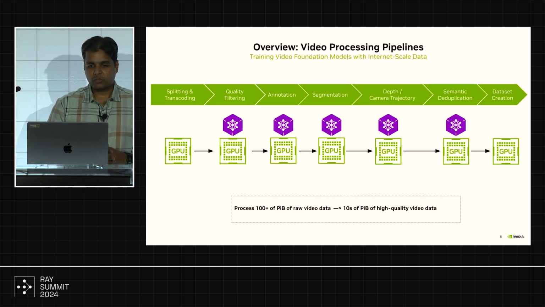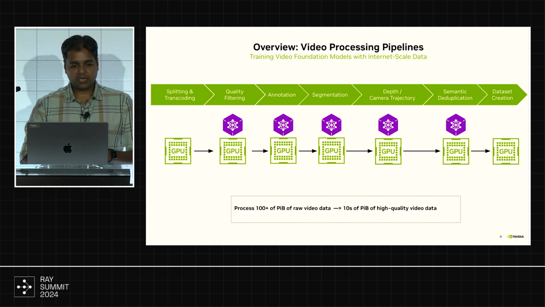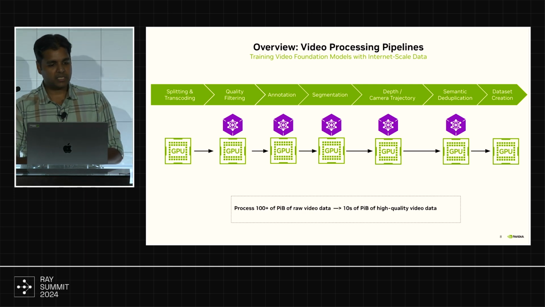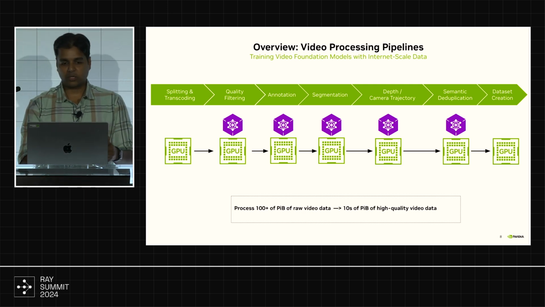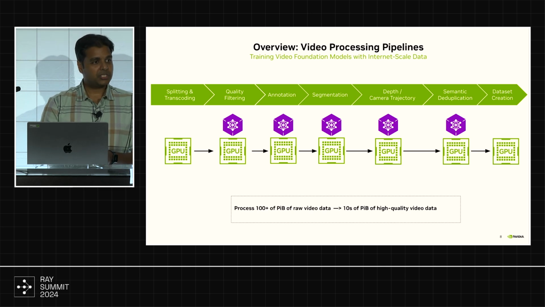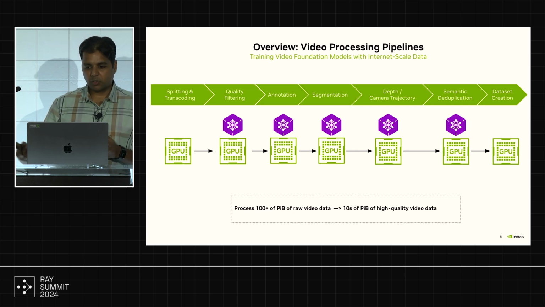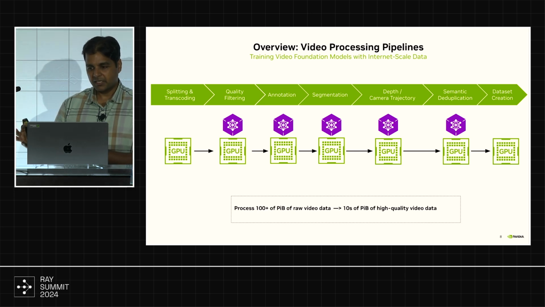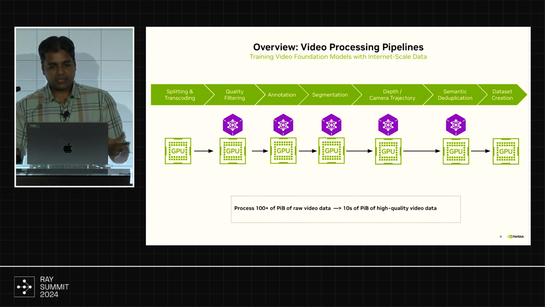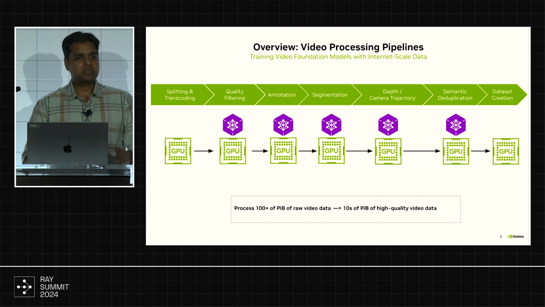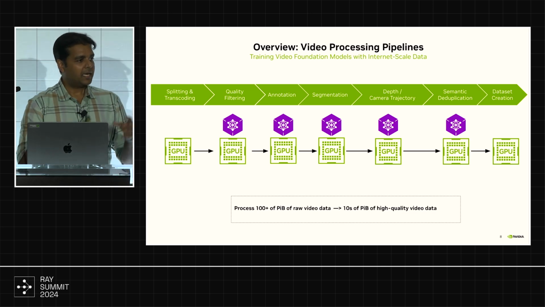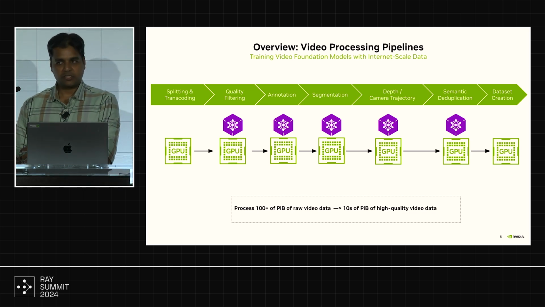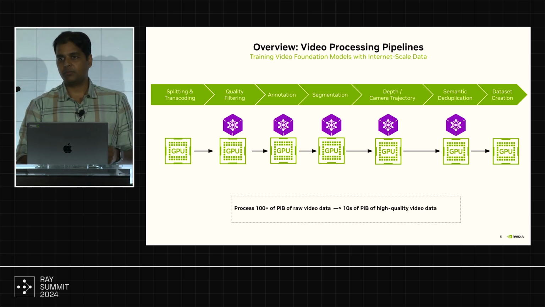Okay, so let's zoom in. What does the video processing pipeline look like? I'm highlighting some of the stages. I talked about splitting and transcoding. I talked about quality filtering. There's annotation, which is the VLM part. Then we also do a bunch of things to make the model training data better. I'll talk about them as well. And all of them are GPU accelerated. And finally, we create datasets for training. This entire pipeline has been built to process more than 100 petabytes of data. And after filtering, we reduce it to tens of petabytes. So we throw away a lot of garbage from the videos that we find.